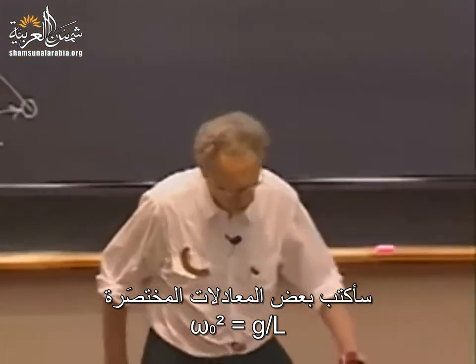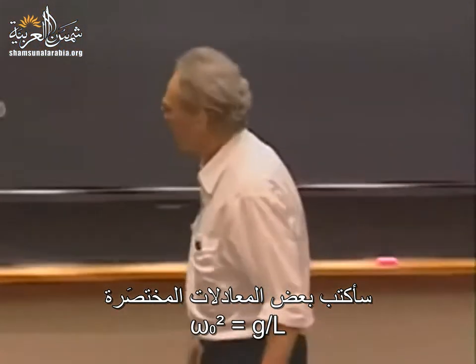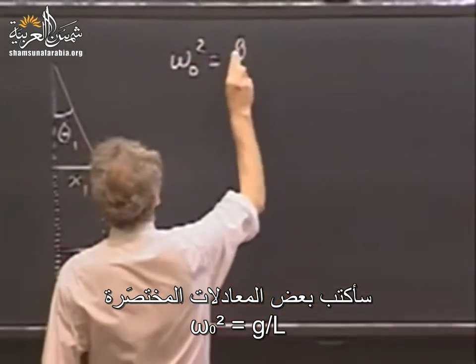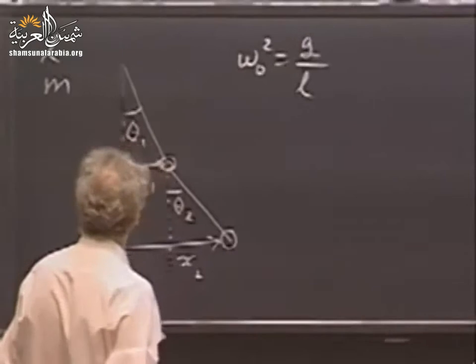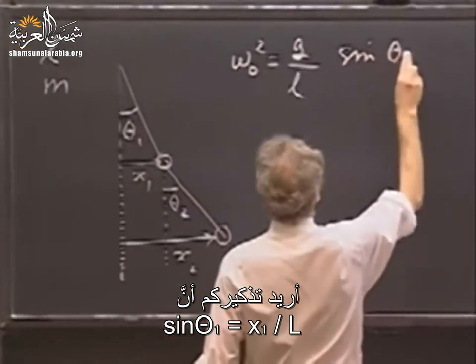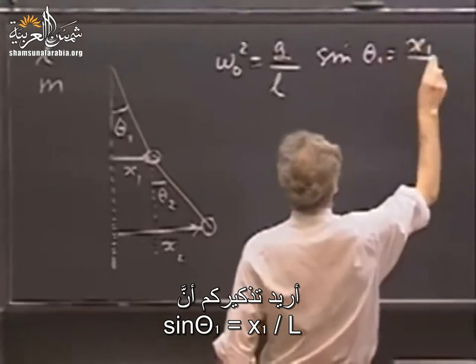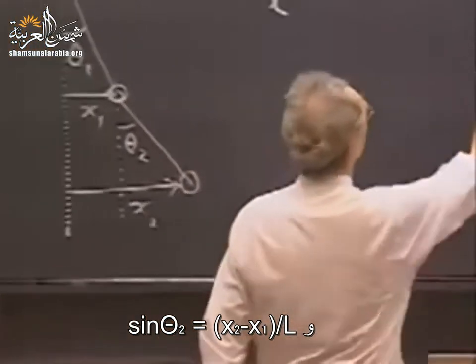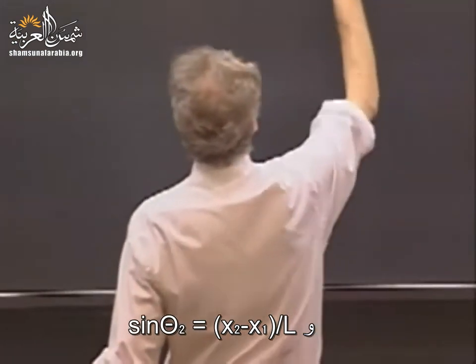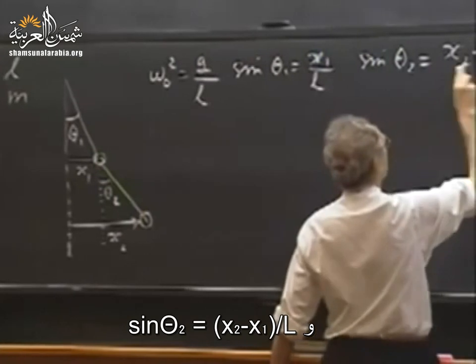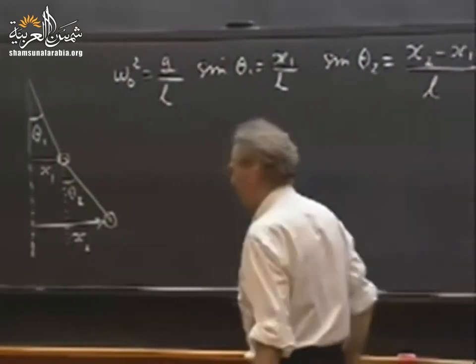I'm going to introduce a shorthand notation that omega 0 squared equals g divided by L. I want to remind you that the sine of theta 1 is x1 divided by L, and that the sine of theta 2 is going to be x2 minus x1 divided by L.